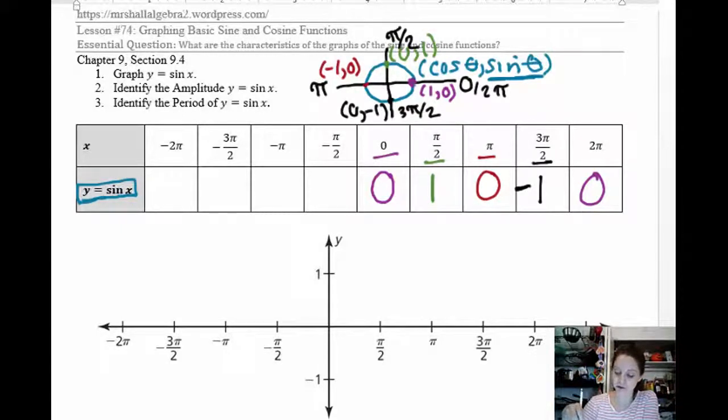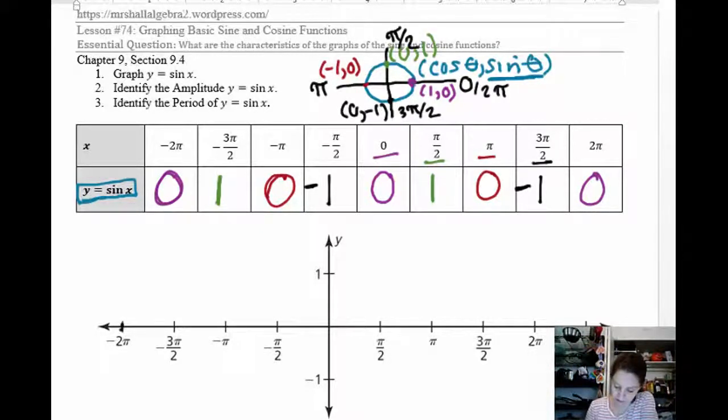So negative pi over 2 is really 3 pi over 2. And that is negative 1. And then negative pi is really pi. So we have 0. Negative 3 pi over 2 is really pi over 2. The y value is 1, and negative 2 pi is the same as 0, or 2 pi, which is 0. Okay. So you should be able to fill in this chart like I did by hand without using a calculator. Now we'll plot these points.